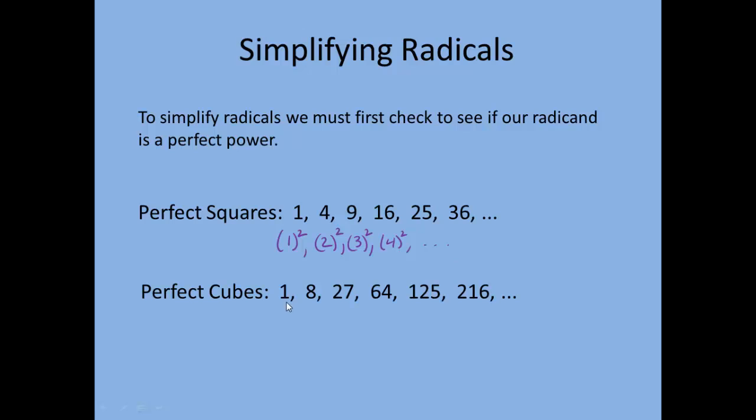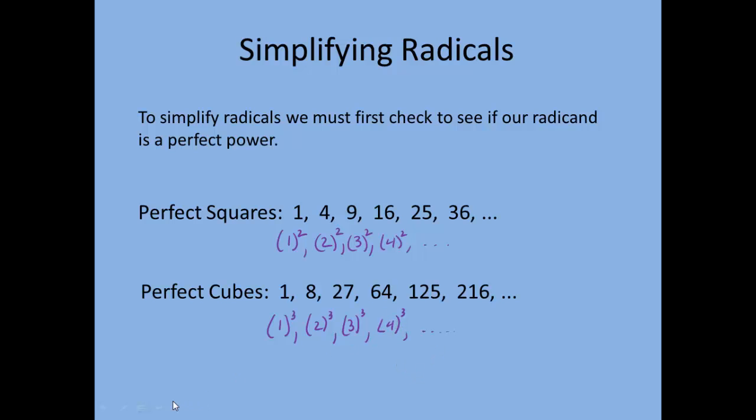For perfect cubes, they result from a number times itself 3 times, resulting in that number. So 1's a perfect cube because it's 1 to the third power. Then 8's a perfect cube because that's 2 to the third power. 27's a perfect cube because it's 3 to the third power. 64 is a perfect cube because it's 4 to the third power. And I could continue like this, right? So 4 times itself 3 times gives you 64.